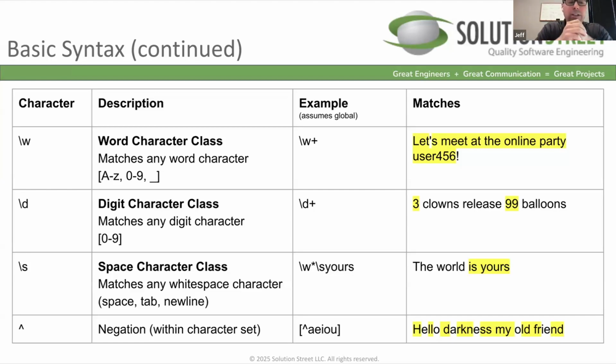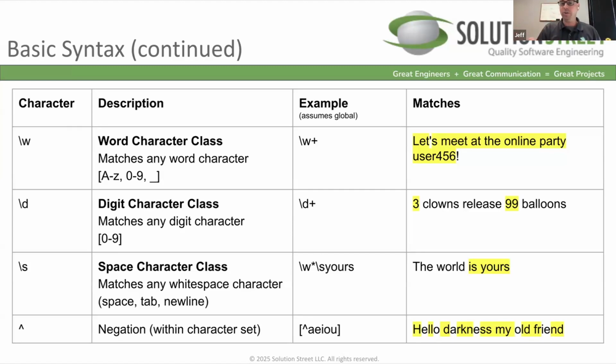Similarly, the digit character class will match any 0 through 9 digit. So again, I'm saying I want to get one or more digits there, and so both the 3 and the 99 match. There's a \s, which is a space character. That'll match any kind of white space, a tab, a new line character. And that \w star, so 0 or more word characters, plus a space, plus the word "yours," will match the "is yours" in "the world is yours." You can use a caret within square brackets to negate the character set.